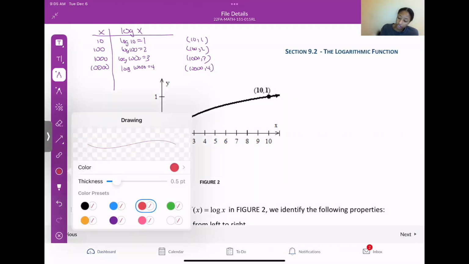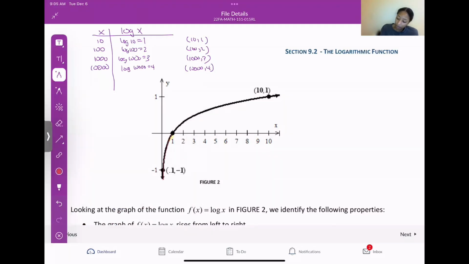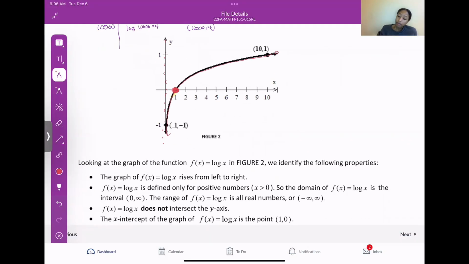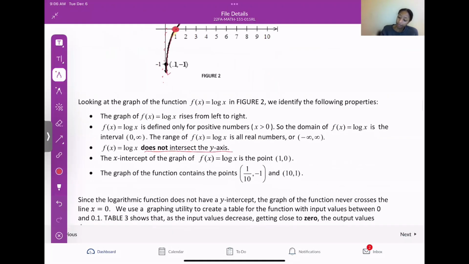The graph of the function is going to go down to -infinity. So we end up having a vertical asymptote here. Notice this graph crosses the x-axis at (1, 0). And then the graph does increase, but it just increases very slowly. Okay. So notice if we look at this graph, the graph rises from left to right. So it's increasing. It does not intersect the y-axis. So like I said, there's an asymptote there. And we've pointed out where the intercept is.